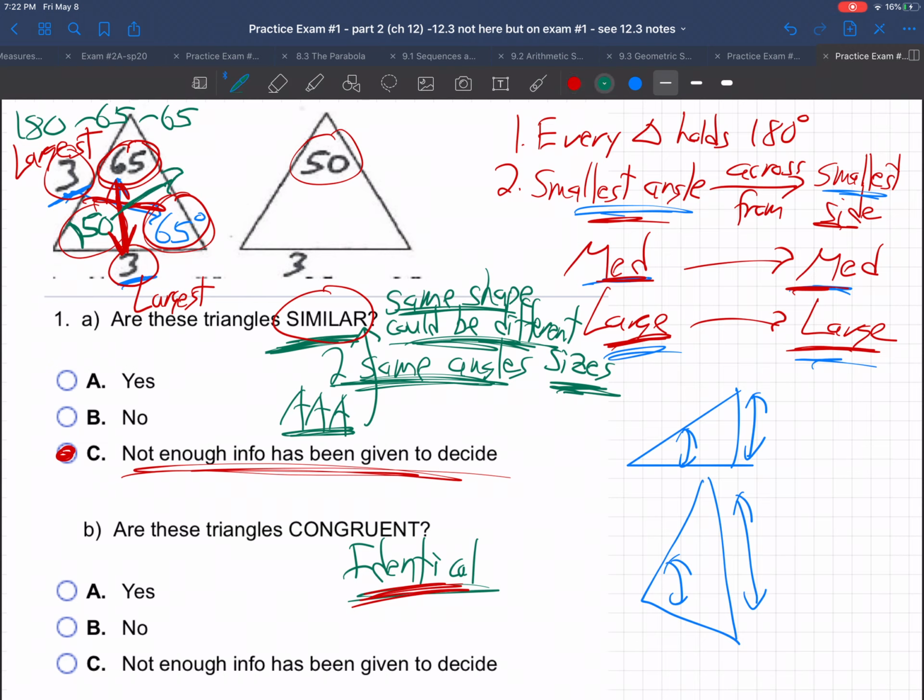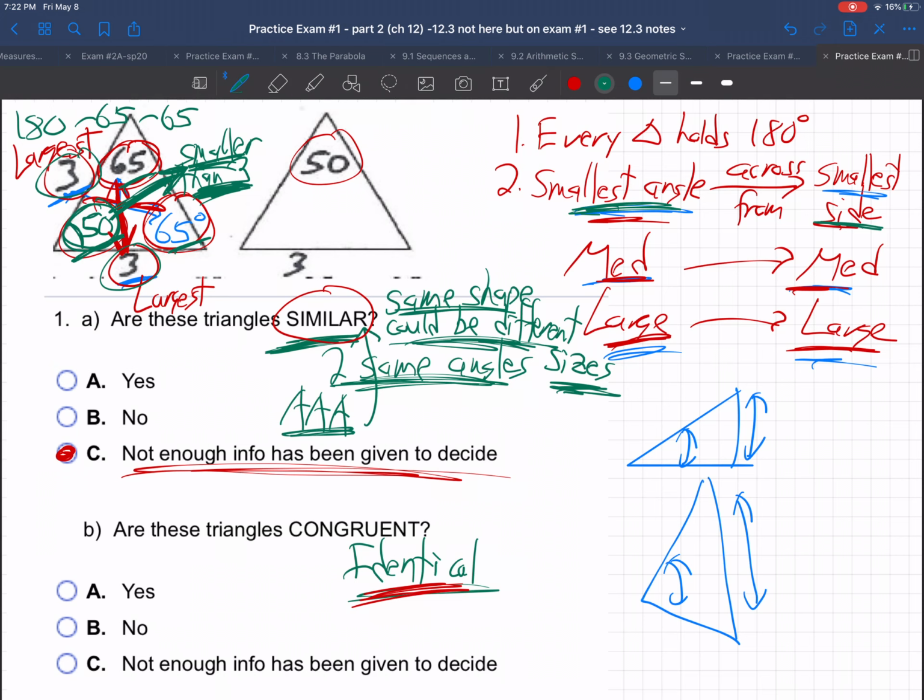The other one, the 50, whatever this side is, it must be smaller than 3. How do I know that? Because 50 is smaller than 65. So the smallest angle is across from the smallest side. So 50 is a smaller angle than 65 and 65. So across from the 50, this side over here must be smaller than 3, because 3 is across from both of the 65s. Okay, so what? So across from the 50 is a side smaller than 3 in that triangle.